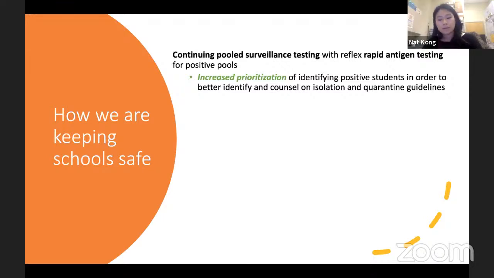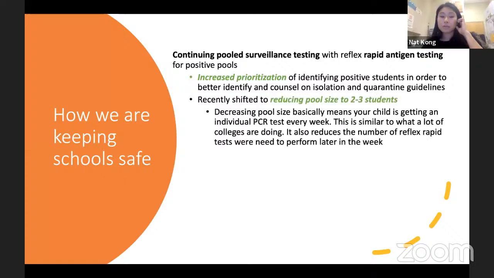Alrighty. We have also recently shifted to reducing our pool sizes. So they're now comprised of about 2 to 3 students instead of the 5 to 6 or even greater pool numbers before. What does this mean? Decreasing pool sizes means that your child is getting an individual PCR test every week, right? If it's just a pool of your child and another student, we're almost approximating being able to do an individual PCR test for every student every single week. This is actually similar to what a lot of other colleges are doing right now.